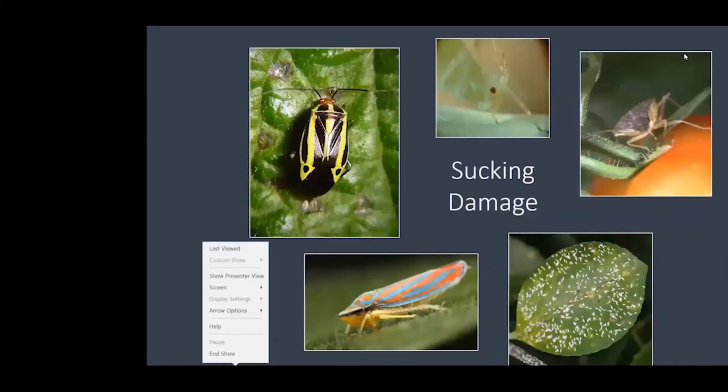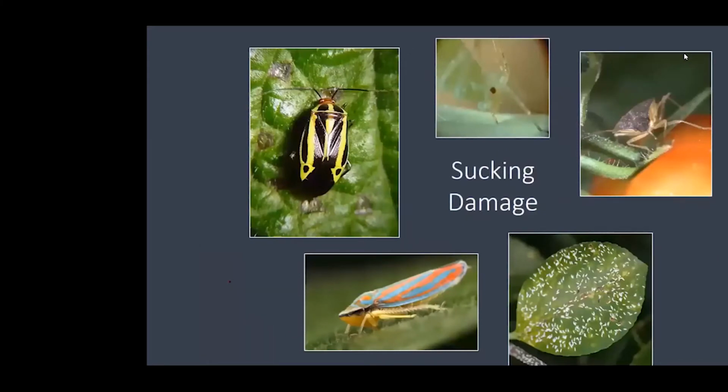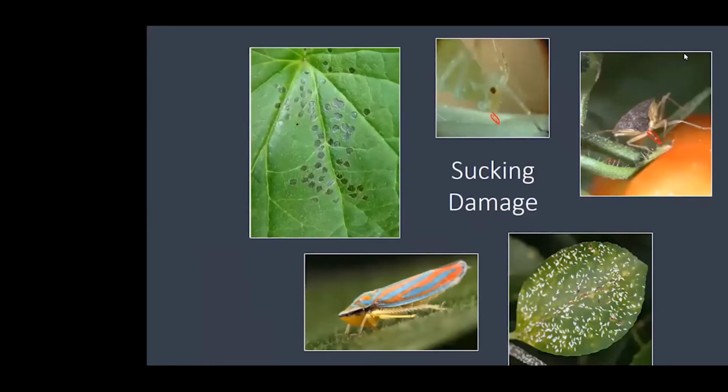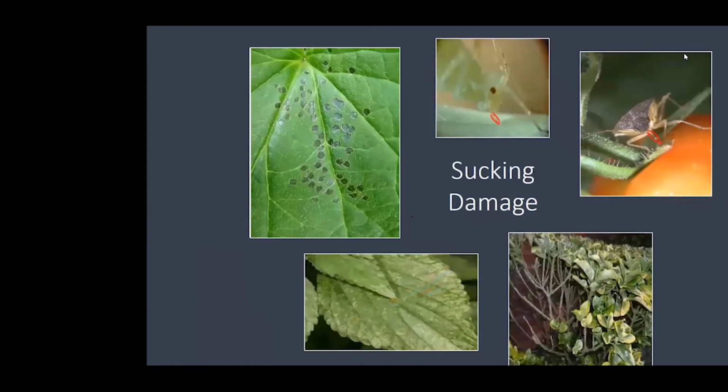All right. So again, sucking damage. This is a good example where an insect might have a piercing mouth part. So it's actually poking directly into the plant. And so what that'll look like, dots here, prime example of that.